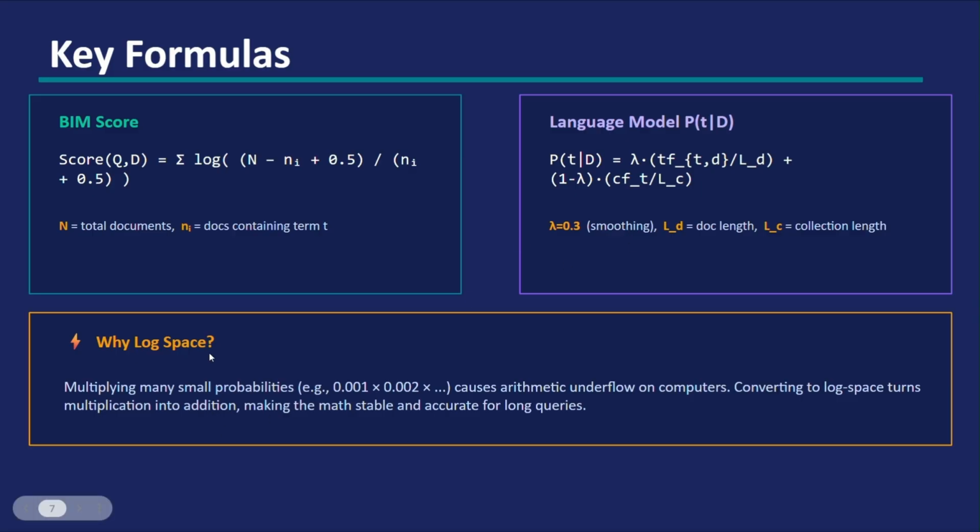And then the log space. Multiplying tiny probabilities like 0.01, 0.02, 0.03 causes the computer to round down to 0. Using logs turns multiplication into addition. It gives us the same result without rounding errors. So it is better to use logs with values like 0.01, 0.02.